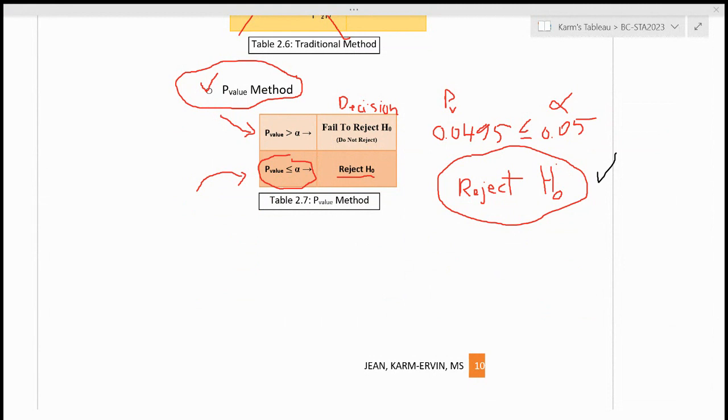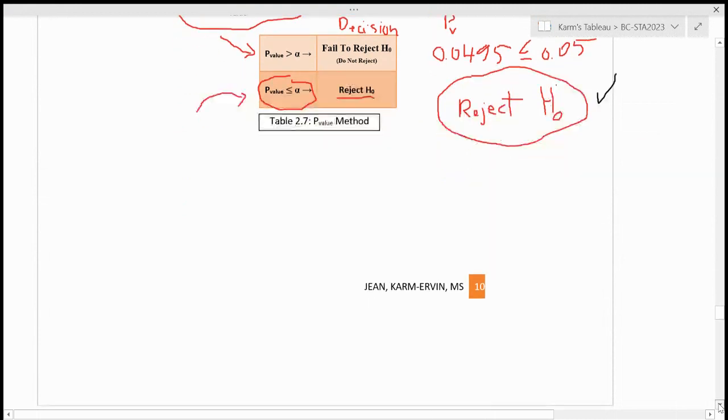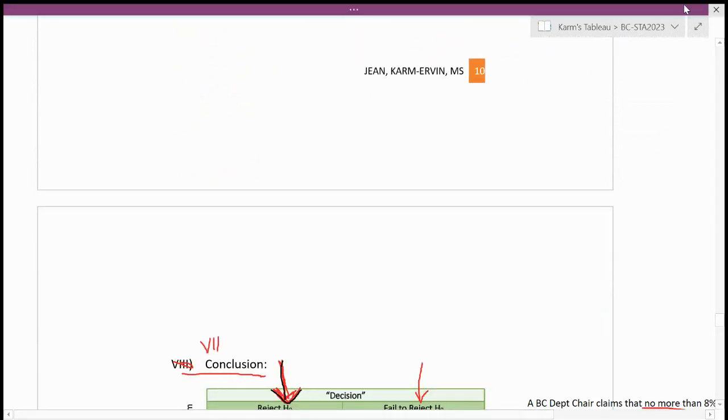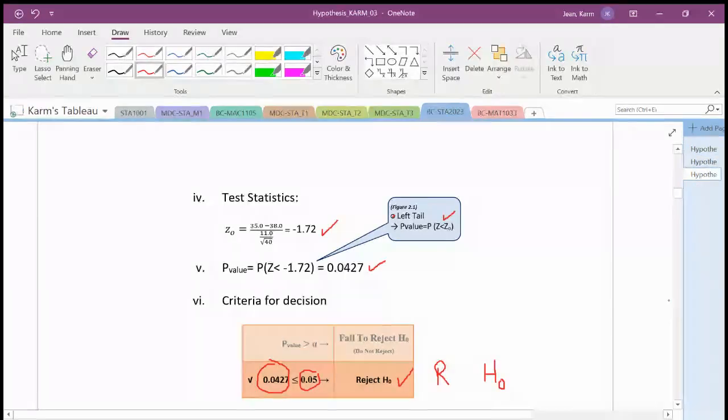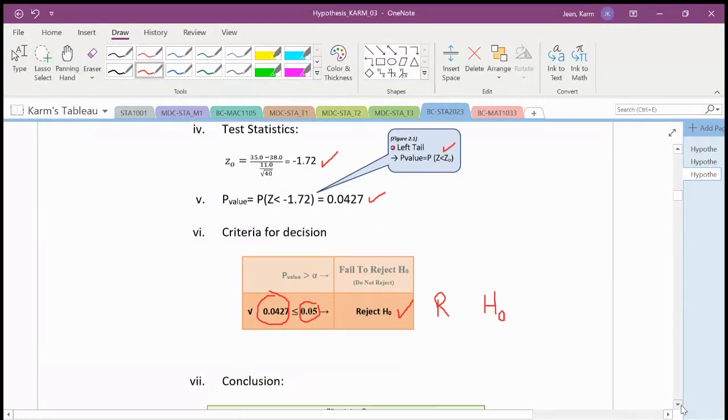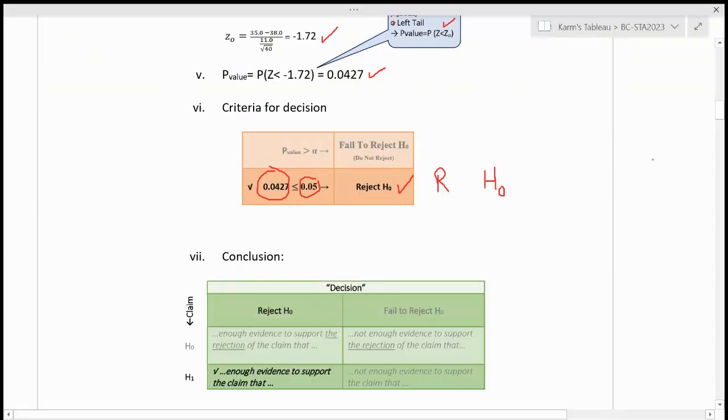So now, the next thing to do is to make a decision. As you can see, we decide to reject H0. That's our decision, to reject H0. Because we say reject H0, we're going to be on the first column right here.